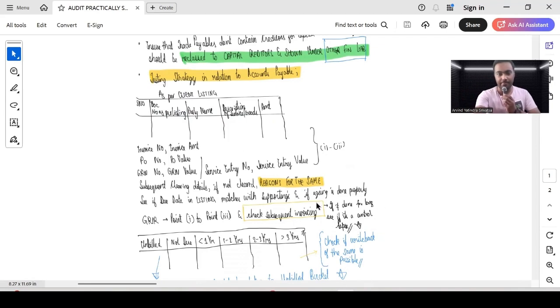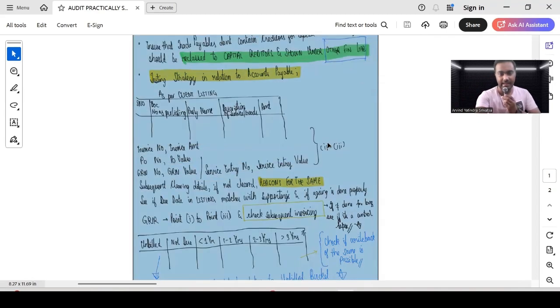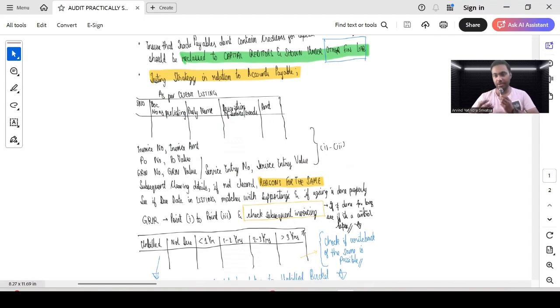Yeah. So basically you will have to check these things for GRIR as well again. And in addition to that, what you need to check is subsequent invoicing. Like basically as at March 31, the scenario would have been like the entry expense account debit to GRIR was already passed. Then ideally the entry GRIR account debit to trade payable has to be passed. You need to see if it is passed during the course of your audit.